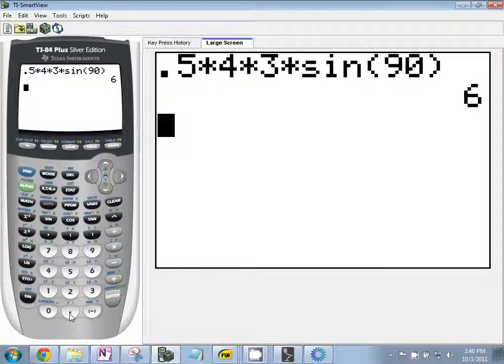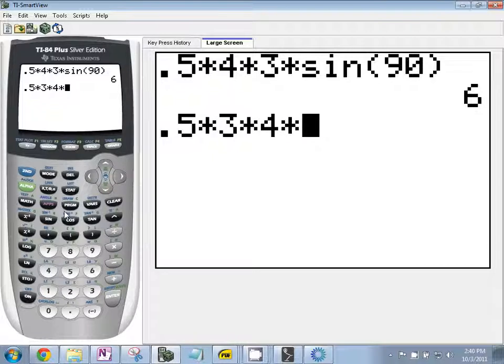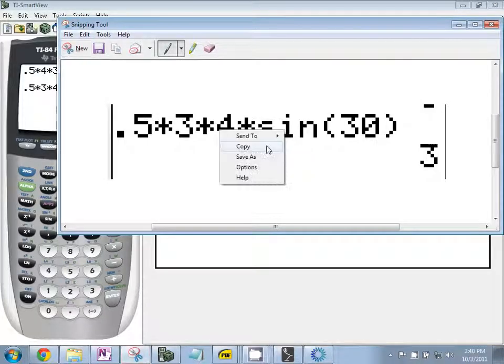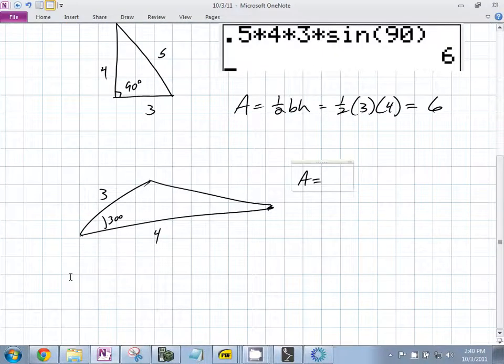0.5 times 3 times 4 times sine of what? 30. That's the same thing. Oh, no, it's not the same. What do you end up with? 3. That's pretty cool. Is it just kind of nice that it got to a nice answer? Yeah. Is that kind of random? It's kind of random. It's also, I picked an angle value that would play nicely with that formula. So the answer was 3.